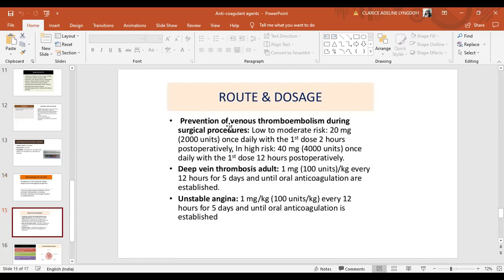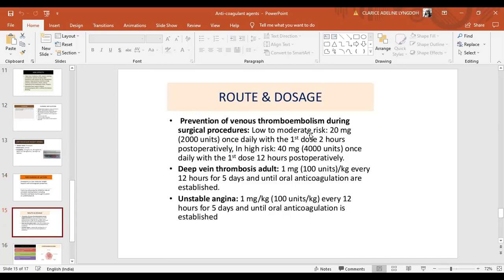Okay, so if we are giving enoxaparin to patients in order to prevent any venous thromboembolism during any surgical procedure or any surgery, then we have to give the dose accordingly. For low to moderate risk, we have to give 20 mg once daily, with the first dose 2 hours post-operatively. Okay, so this is in case of low to moderate risk.